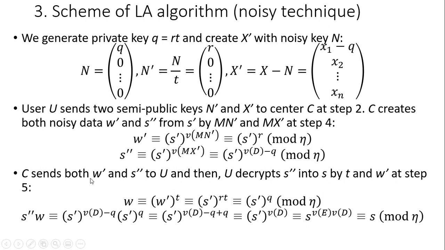C sends both W quark and S double quark to U, and then U decrypts S double quark into S by T and W quark as step 5. Here, W is congruent to S quark Q with modulo nu. S double quark W is congruent to S V E V D, congruent to S with modulo nu.